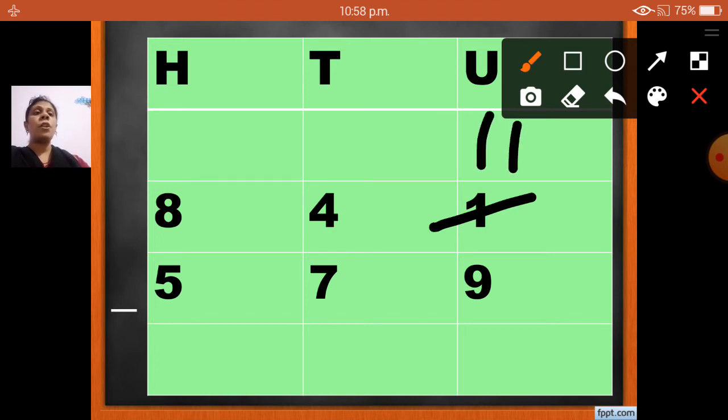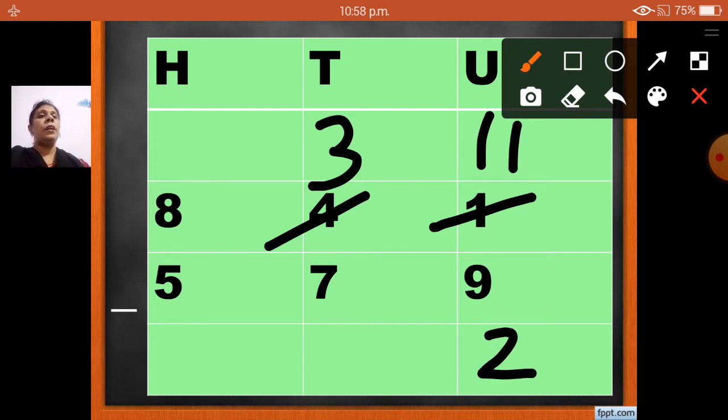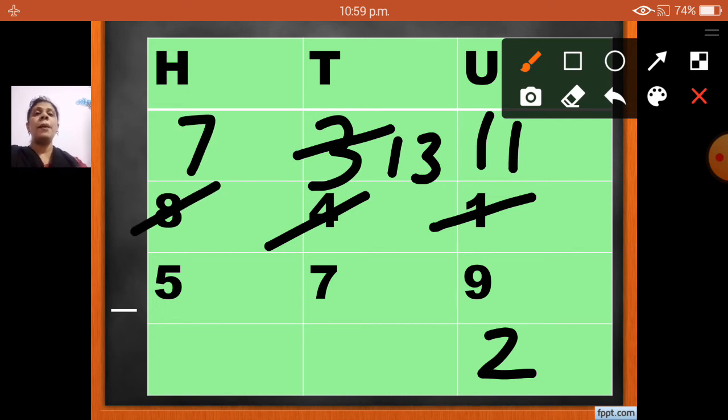And from where I got this one? I borrowed from 4. So 4 will become 3. Now 11 minus 9 will be, after 9, 10, 11. That means 11 minus 9 is 2. Now again in tens place the numbers are 3 and 7. So 3 is a smaller number, 7 is a bigger number. So what we will do, we will cut this 3, we will write it as 13. And where I borrowed this one from? I borrowed from 8, so 8 will become 7.